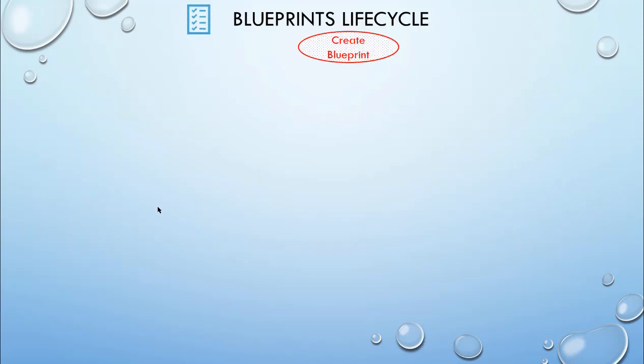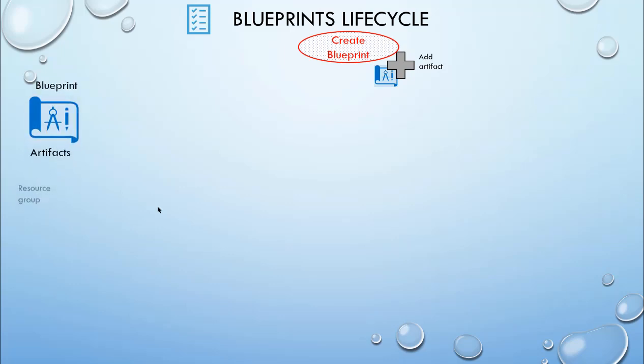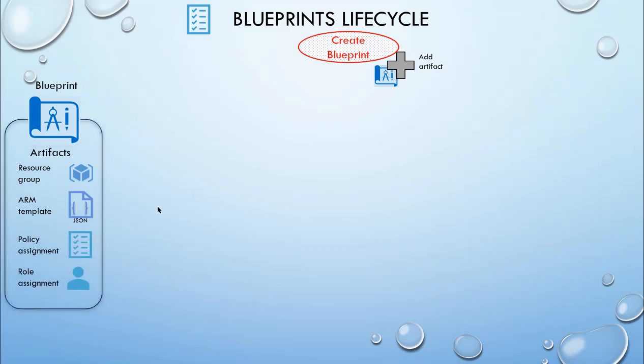So let's see what a Blueprints lifecycle is all about. As you can see, you can create a blueprint in the Azure portal by adding artifacts to it. Let's first see what artifacts really are. I know I mentioned it earlier in the theory, but Blueprints artifacts can be resource groups, ARM templates, policy assignments, and role assignments, which all belong to something that's called an artifact.